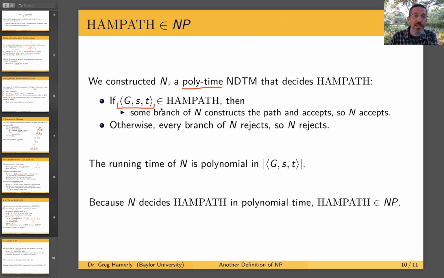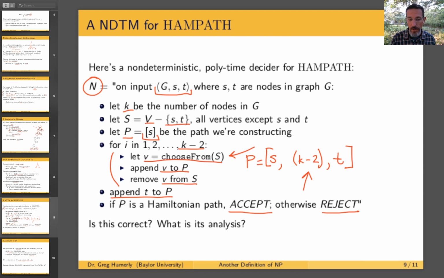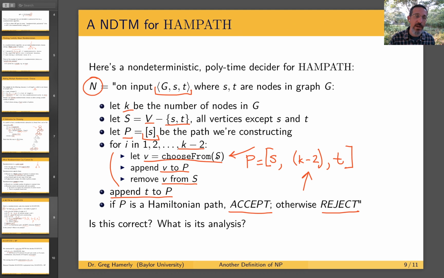But if G, S, and T are not a member of Ham path, then there's no Hamiltonian path from S to T, and there's no way that any of the branches could possibly construct such a path because it doesn't exist. So otherwise, every branch of N rejects, so N is going to reject. Okay, so this is my claim that N is a decider for Ham path. And in addition, the running time of N is polynomial in G, S, and T. So let's go back and see why that is.